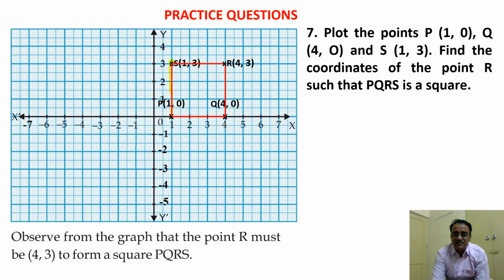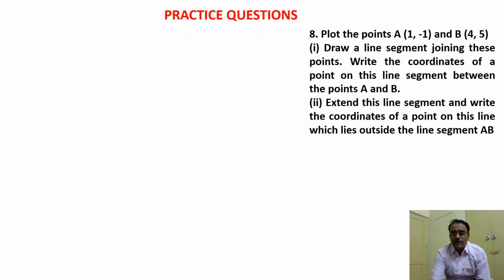So this is the answer, right? Question number 7. Now we'll move towards question number 8. Plot the points A (1, -1) and B (4, 5). Draw a line segment joining these points. Write the coordinates of a point on this line segment between the points A and B.